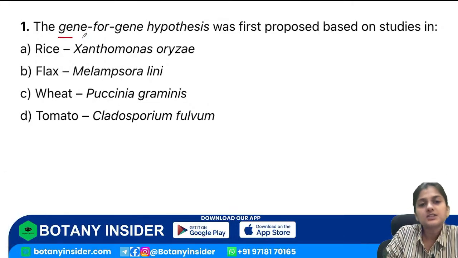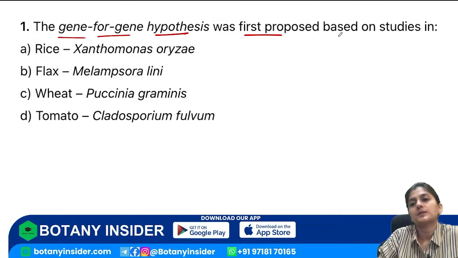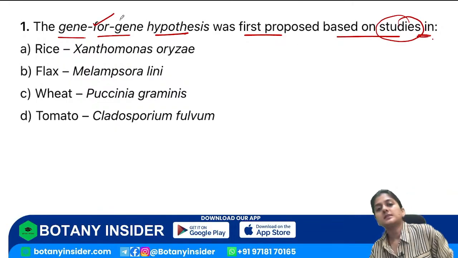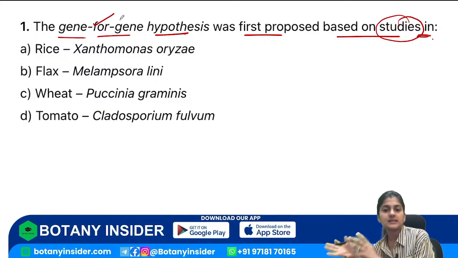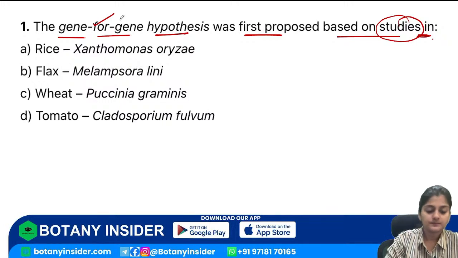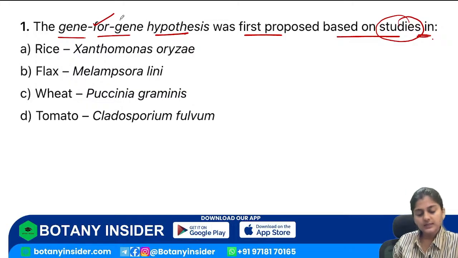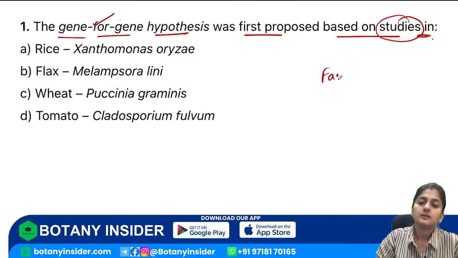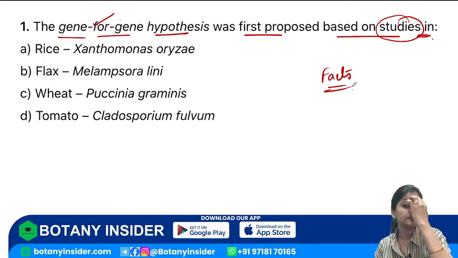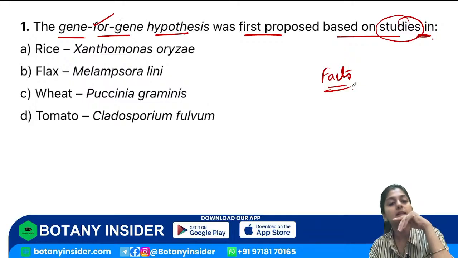First: the gene for gene hypothesis was first proposed based on the studies in rice, flax, wheat, tomato. Try to mark the answer for this. Let me see if you can mark it. All these questions will be very much factual.